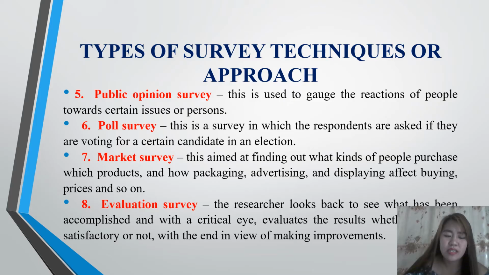Next, we have evaluation survey. In evaluation survey, the researcher looks back to see what has been accomplished and, with a critical eye, evaluates the result whether satisfactory or not, with the end view of making improvements. Okay? Example is faculty performance evaluation. That is an example of evaluation survey. You are evaluating the teacher, whether she or he performed well in your class or not. Whether satisfactory, poor or fair, and the likes.